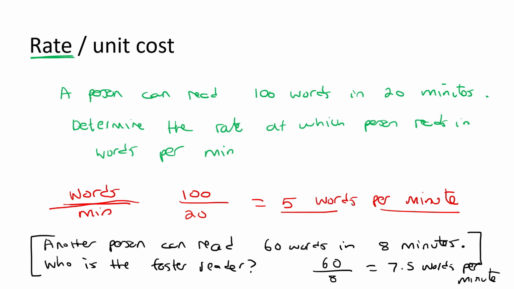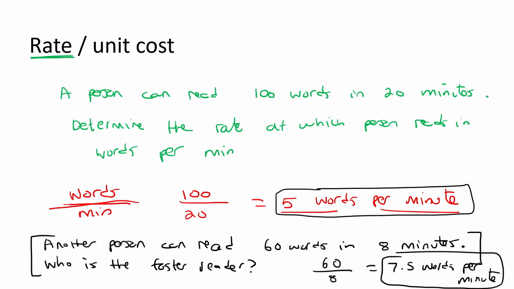Why? Because the first person can read 5 words in 1 minute. So in 1 minute, they can read 5 words. For this person, in 1 minute, because it says per minute, they can read 7.5 words. So who's the faster reader? Well done if you realized that it's this person over here, because they can read 7.5 words in a minute, whereas the other person can only read 5 words in a minute.